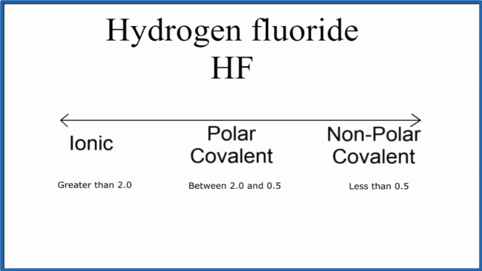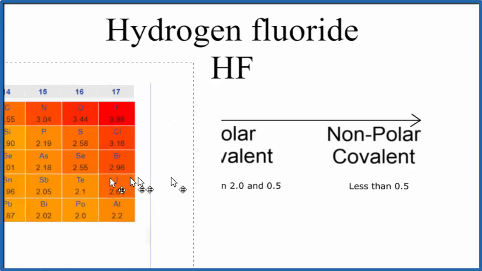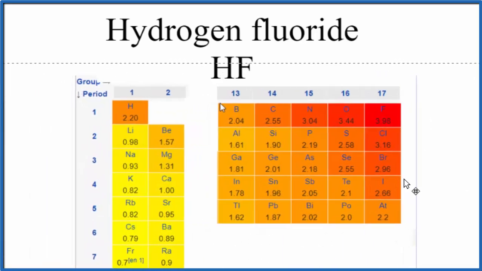So we think about bonding as a continuum. On one side we have ionic bonds, and then on the other we have nonpolar covalent. And in the middle we kind of have a mix. So HF, when we look at this, we want to figure out the difference in electronegativity between the hydrogen and the fluorine atom. So this is a chart of electronegativities.